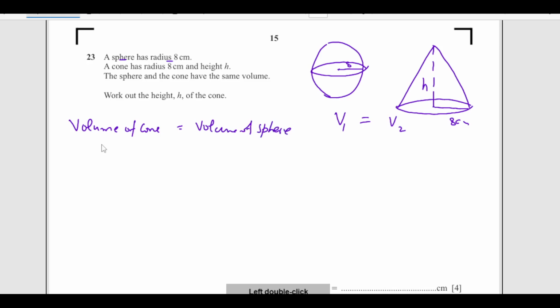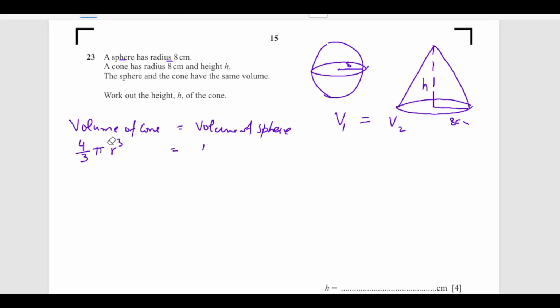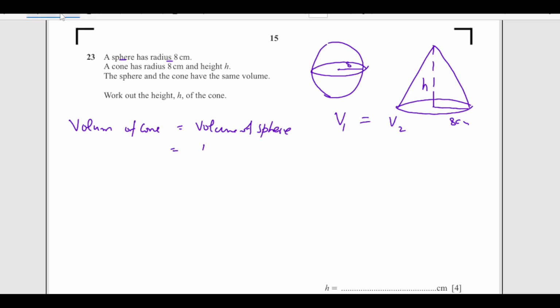So, volume of cone is 4 over 3 pi r cubed. Volume of sphere is... Okay, I have written it the wrong way, wait. Volume of cone is 1 over 3 pi r squared h. Volume of sphere is 4 over 3 pi r cubed.